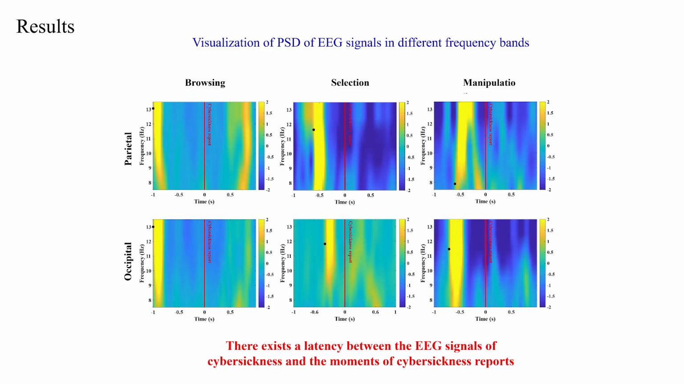The black dots denote points where a PSD increase was detected, aligning with the first purple vertical line. Black dashed lines indicate the corresponding latency L, indicating the latency of brain activity associated with cybersickness. These results indicate a measurable time lag between cybersickness-related EEG signals and the reported onset of cybersickness.